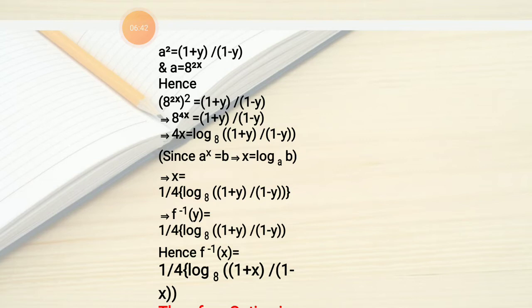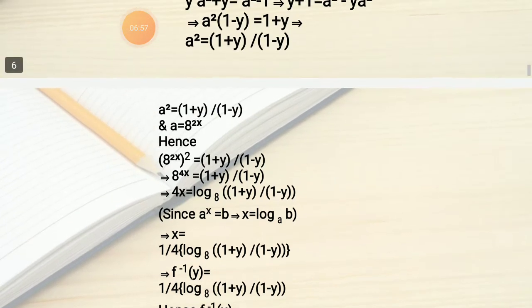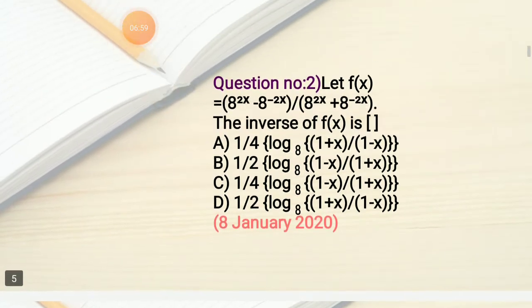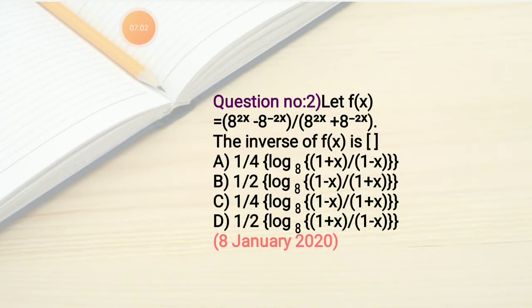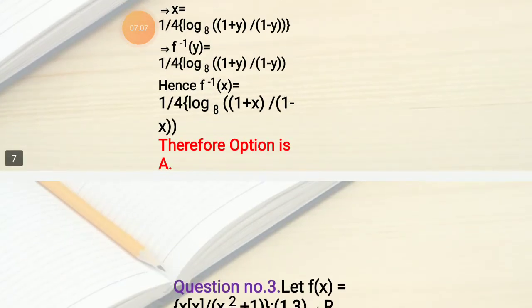But x is f inverse y. So f inverse y is 1 by 4 log of (1 plus y) by (1 minus y) base 8. Just replace y by x, you get f inverse x, which is 1 by 4 log of (1 plus x) by (1 minus x) base 8. Therefore the option is A. So I think it is a very simple question. It was asked on 8th January 2020 in IIT Mains. Really, I think it is not a question of IIT Mains standard, but the students who get this question are very lucky.